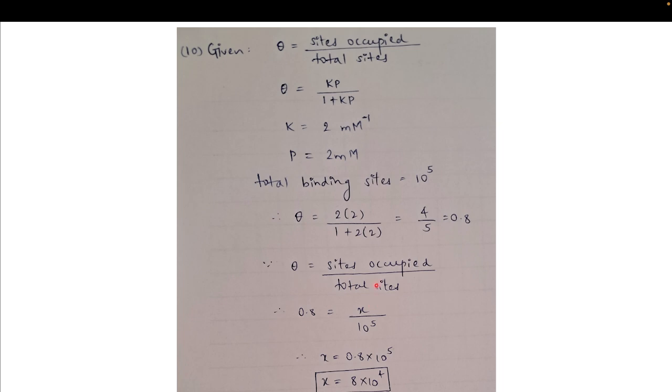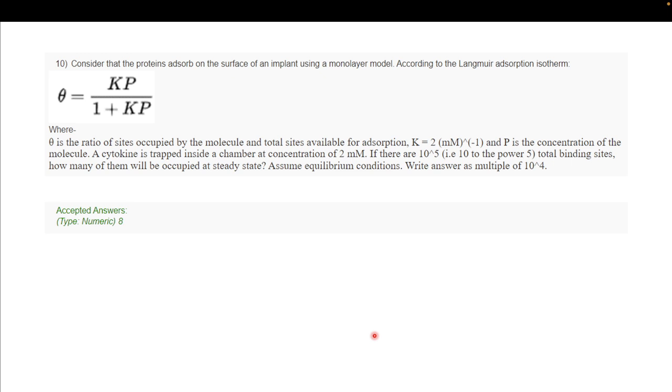In that, you already know theta is your sites occupied divided by your total sites. Total sites you already know is 10 power 5. We just need to know the value of this numerator here, which I am denoting by x. If you just solve this, you'll get it as 8 into 10 power 4, and the final answer that you will be entering will be 8. Is the question clear? The question might look a little difficult when you see it, but once you understand it, it becomes pretty easy.